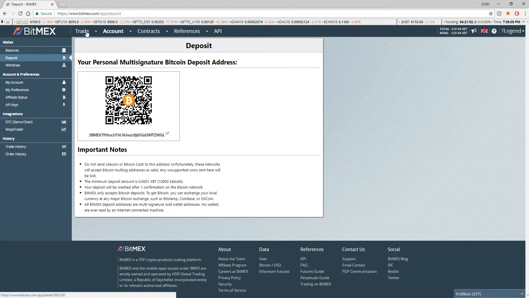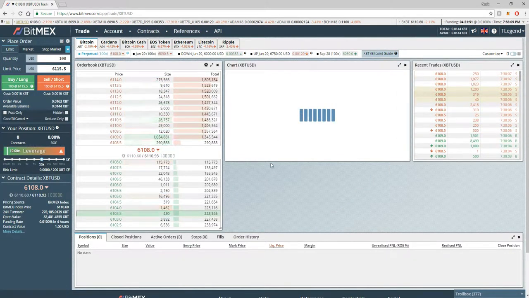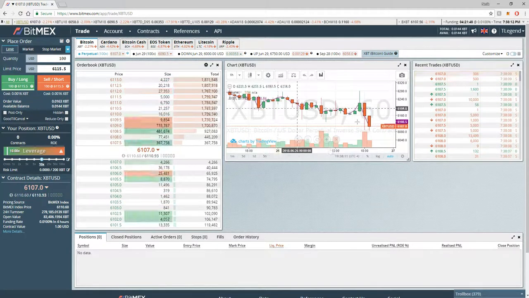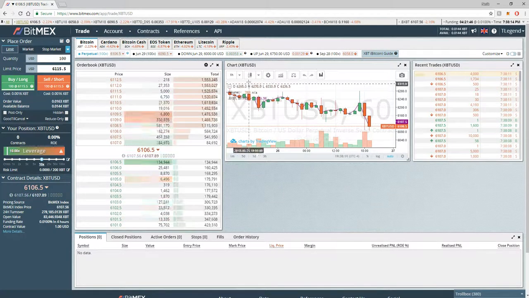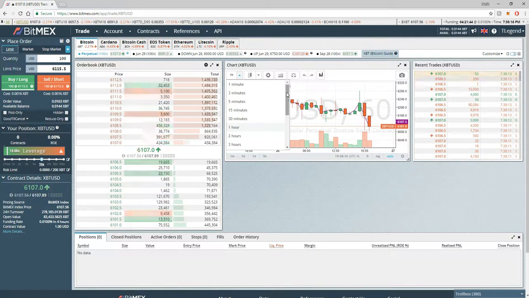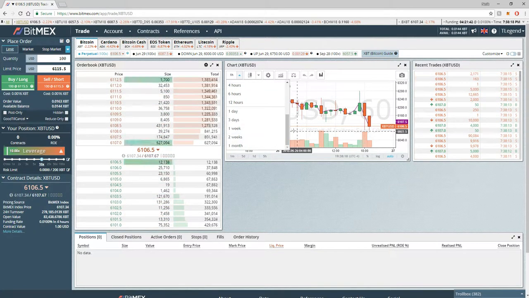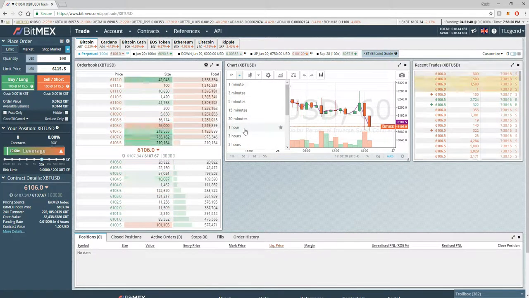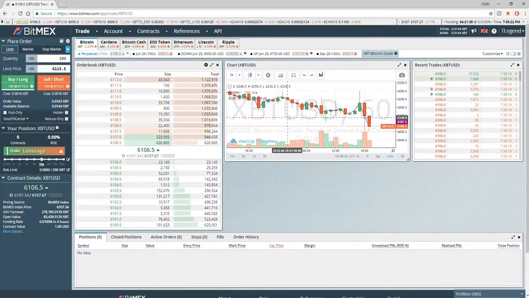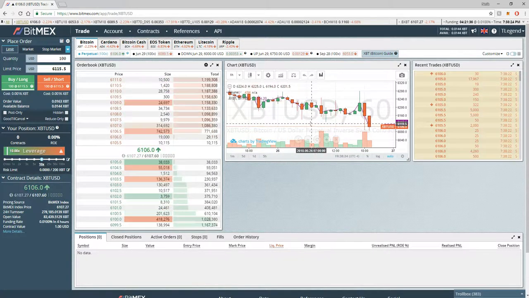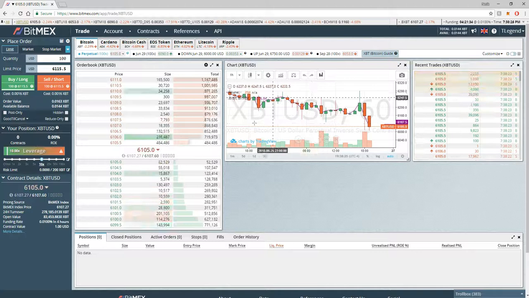You can click on Trade, which brings you into the exchange. You'll have a Bitcoin chart right here. You can pick anything from 1 minute all the way to 1 month. I prefer playing around with the 1 hour chart myself, because a lot of people use that and it makes a big difference.